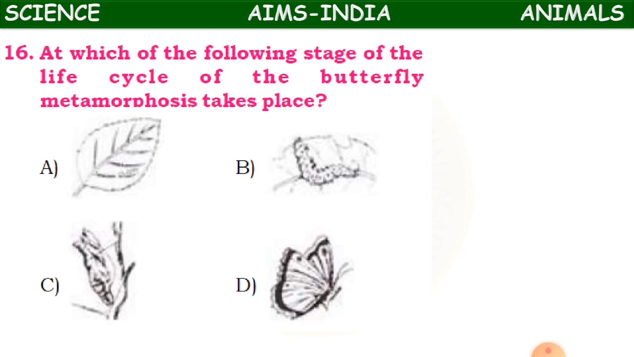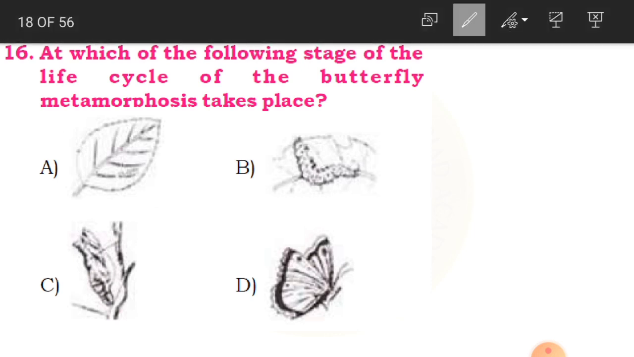At which of the following stages of the life cycle of the butterfly does metamorphosis take place? See, metamorphosis. What is metamorphosis, children? A physical change, in the sense that something is going to change physically. When a particular animal or insect develops into an adult, it undergoes some physical changes. As we see here, first it lays eggs. So this is the eggs, A option. Then B, it becomes a larva, which is on the leaf.